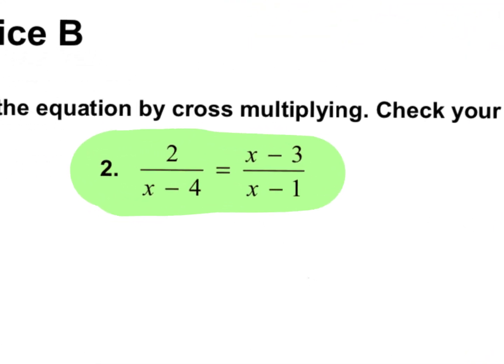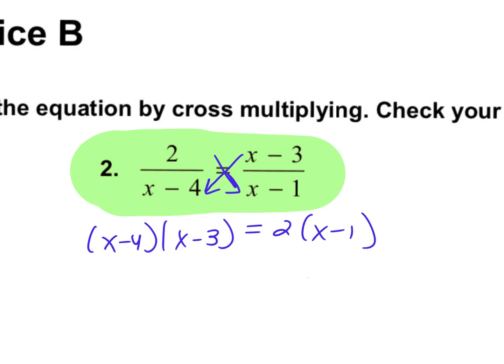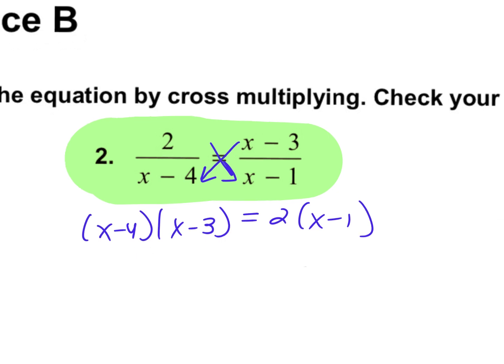I'm going to look at this and say when I cross multiply, because it's one fraction on one side equal to one fraction on the other side, I'm going to write x minus 4 times x minus 3 equals 2 times x minus 1. Do you guys see the equal sign? Yes or no? Yes, so you should get x equals a number. Not just some random fraction that's left over. You should get x equals a number.